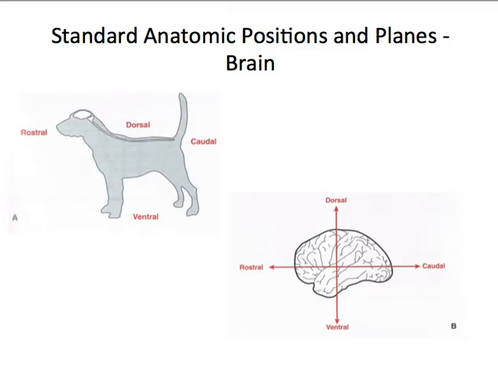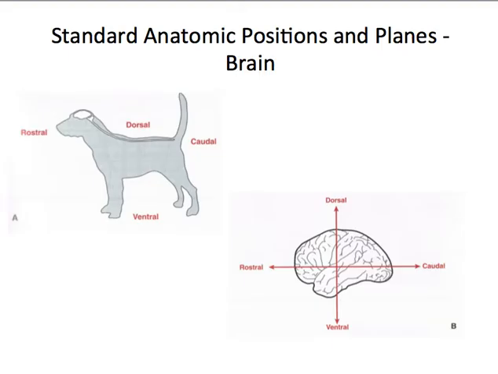Hi students, so I had an email where one of you expressed some concerns about not understanding some of the anatomical planes. So I pulled a couple of slides from one of my graduate courses that I think might help you.